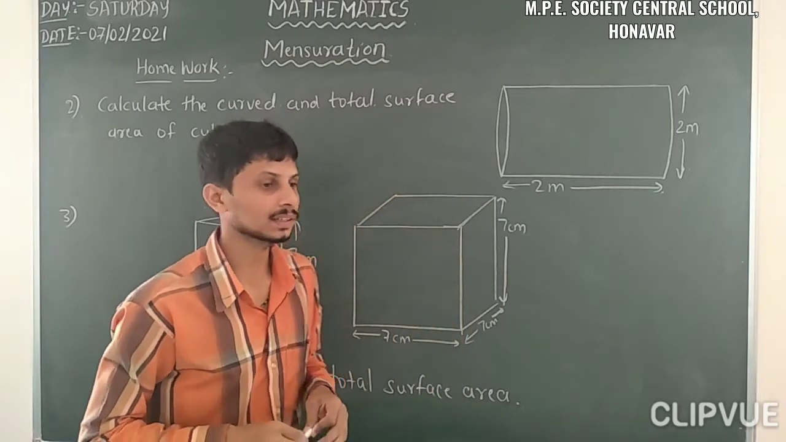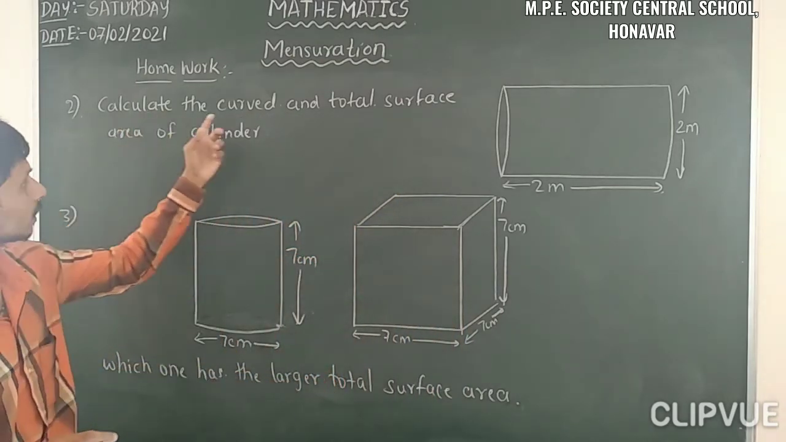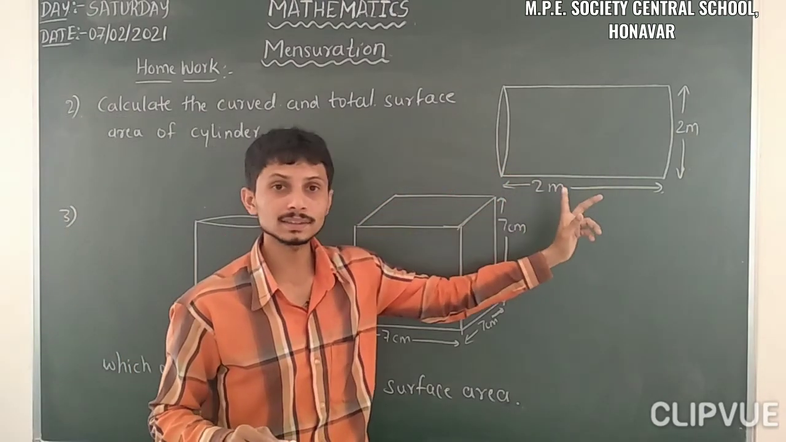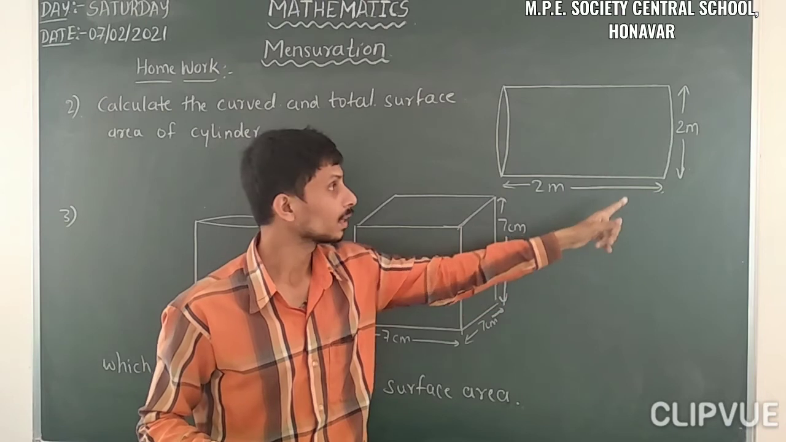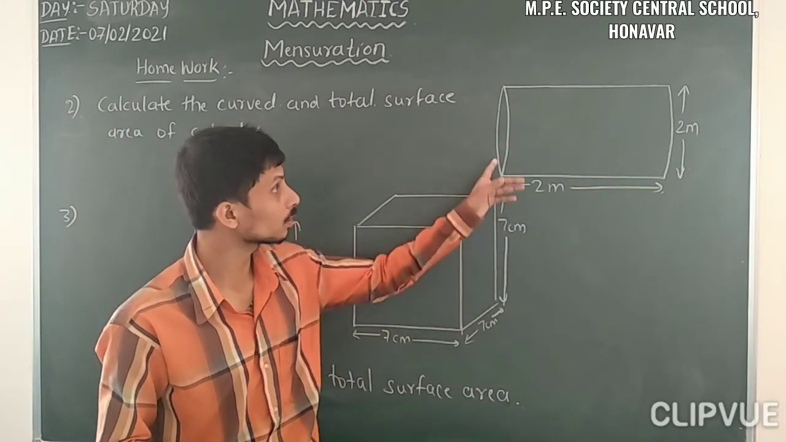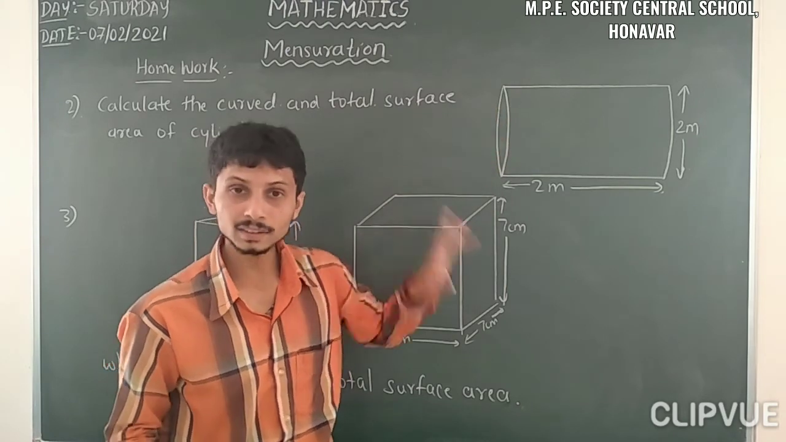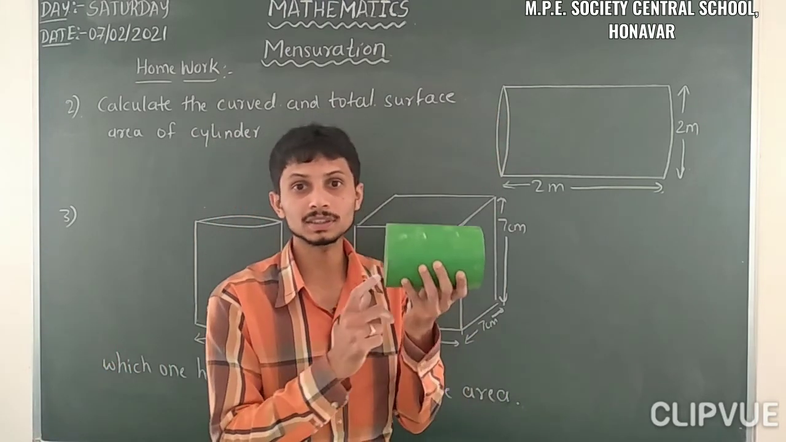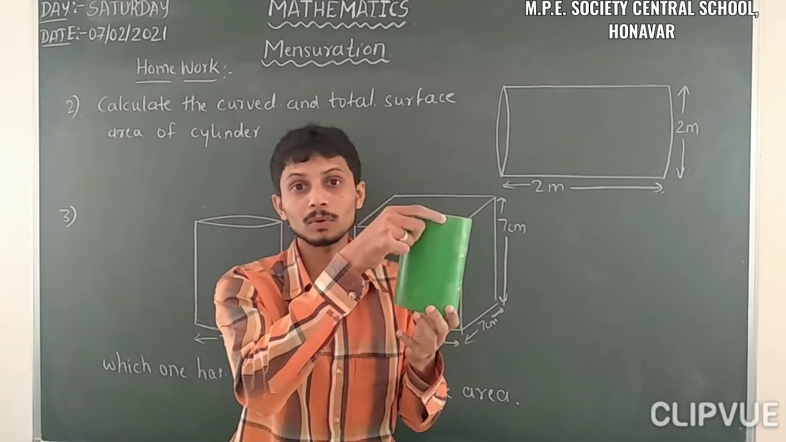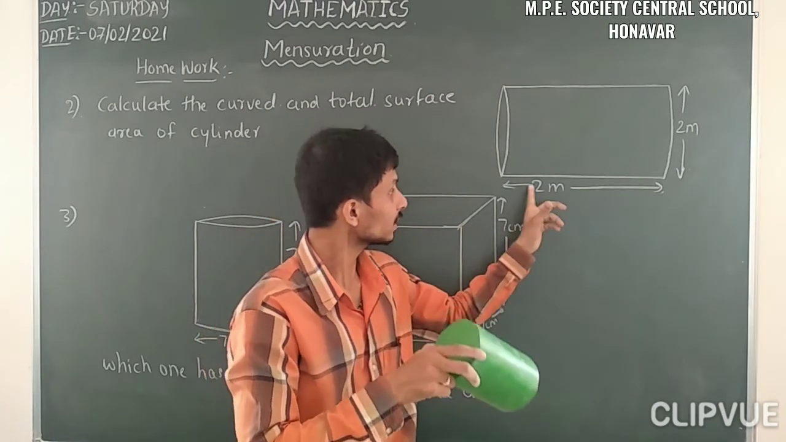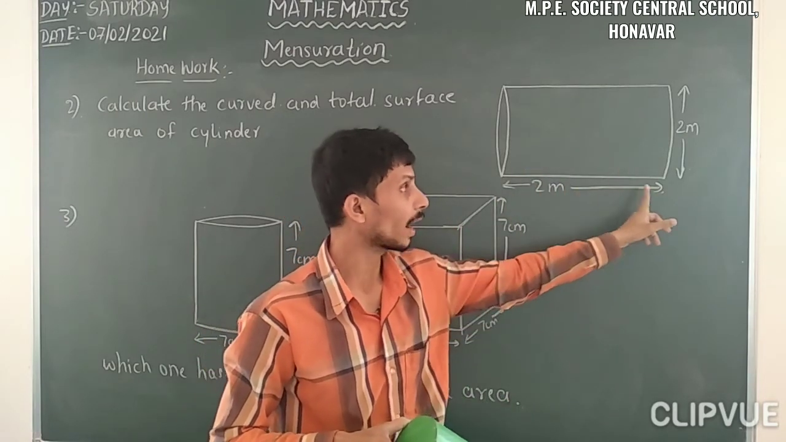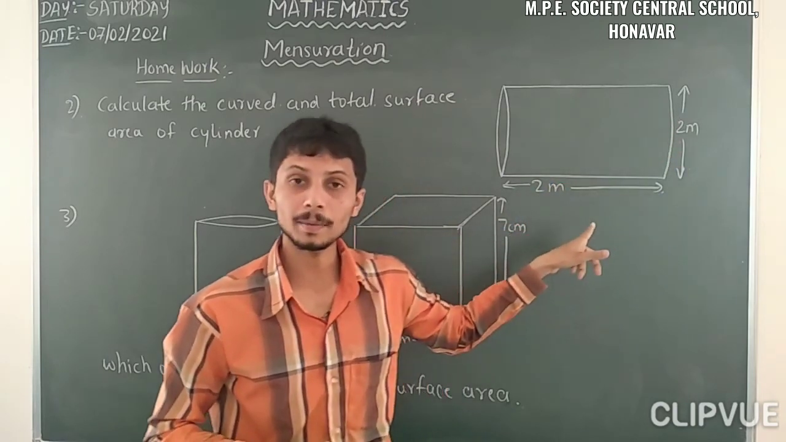There are two homeworks here. Firstly, we have to calculate the curved and total surface area of this cylinder. Here the length and the height are given. Which one is the length and which one is the height? Just observe, this cylinder is in the horizontal view, so we have to think about it vertically. This is nothing but the length, the height. So this is the height and this is the diameter.